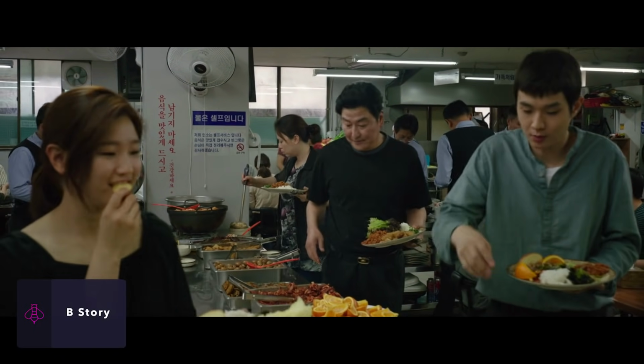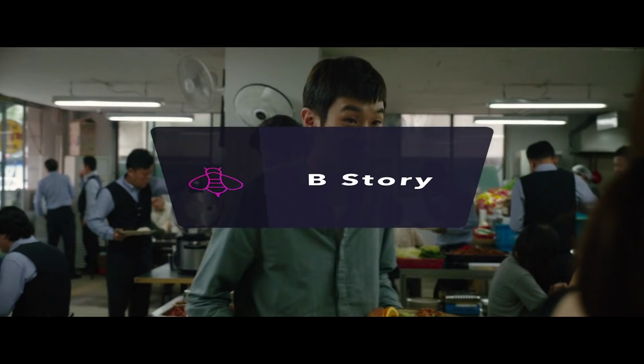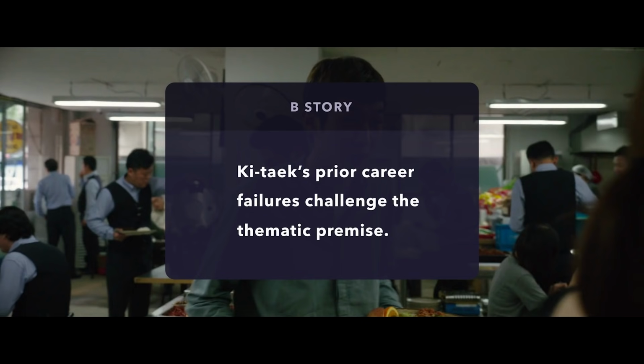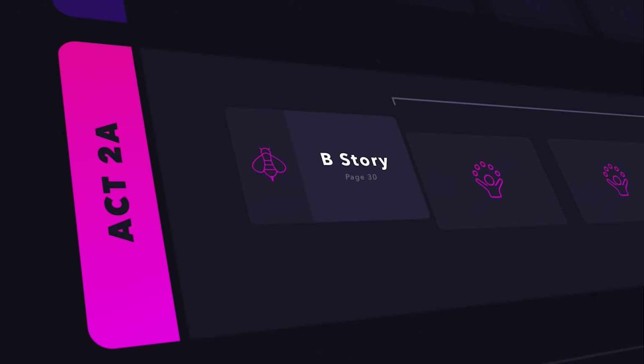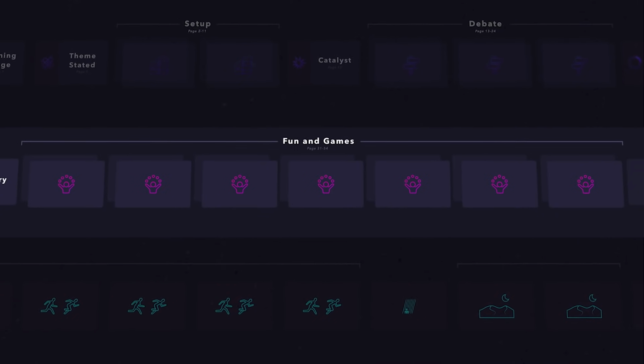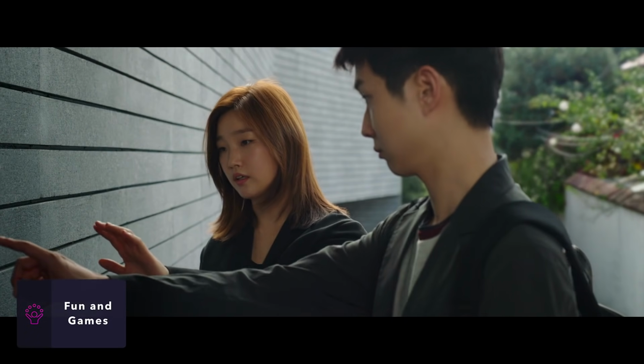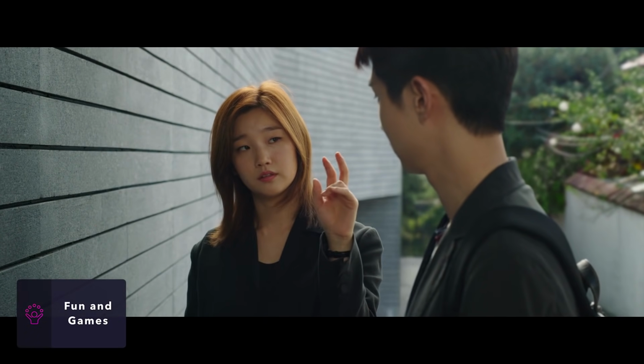If the theme of Parasite is the belief that upward mobility is possible, Gi-taek's career failures suggest that this premise is false. You can work hard and still end up in poverty. This is what Gi-woo needs to understand before it's too late. And we move into the next beat. Fun and games. This beat is a sequence of scenes where the heroes explore the new world. In this case, we see the Kims con their way into the Park family's good graces.